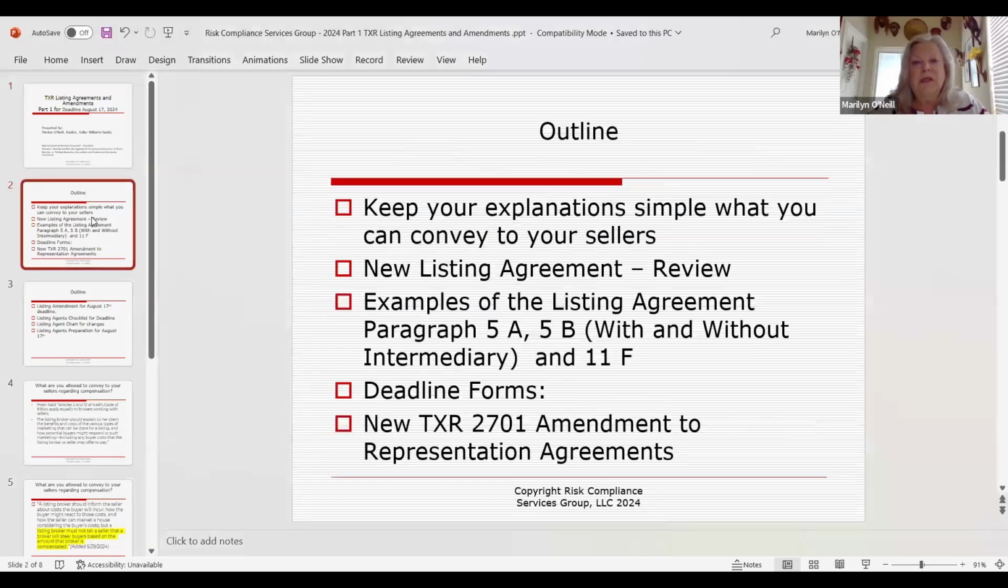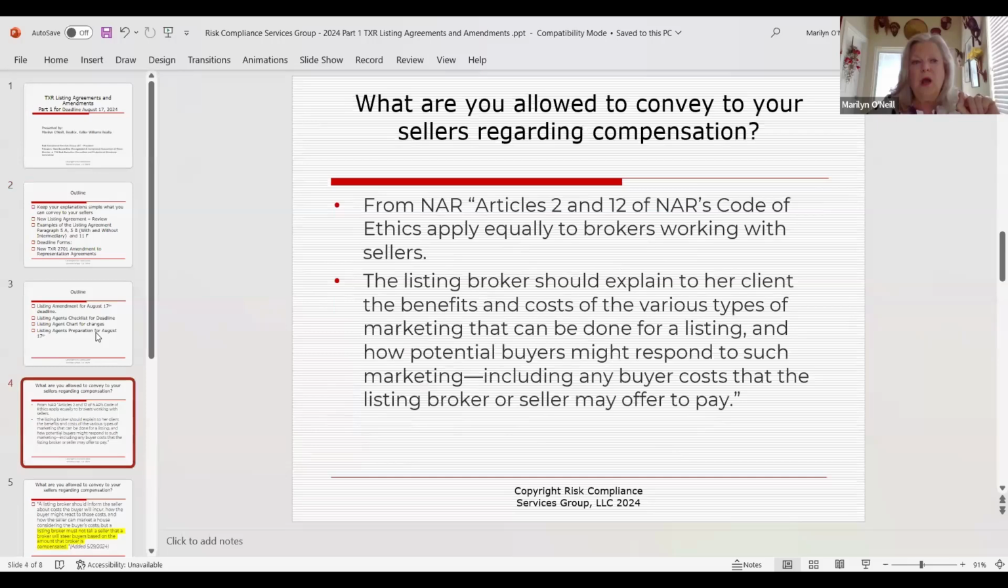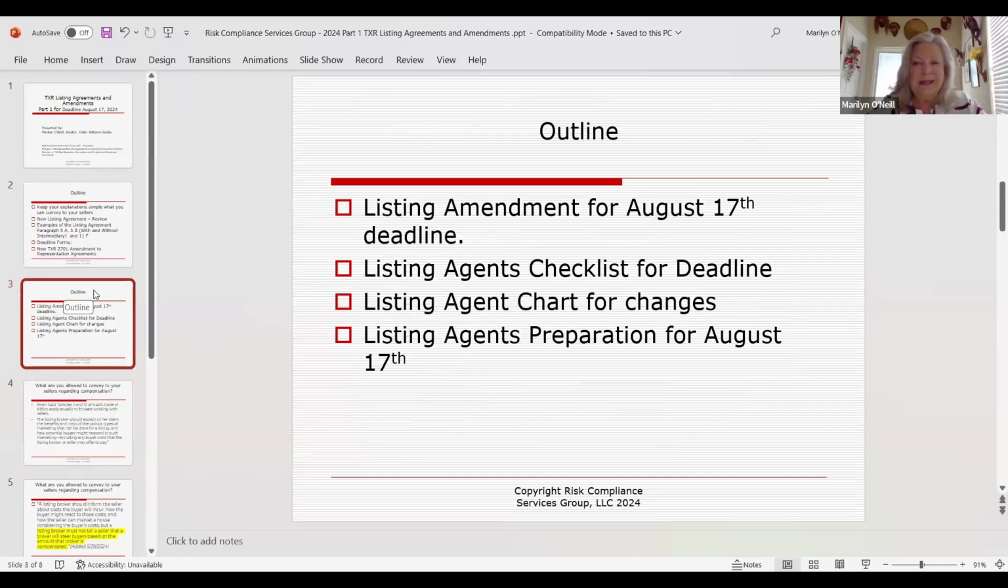But what we're going to do is talk about keeping your explanations to your sellers pretty simple. We're going to review the listing agreement in the 3 critical paragraphs where something new has been added. And then I'm going to give you examples of how you might complete each one of them. Then we're going to get to the new amendment that Texas Realtors created. They didn't put it out the same day on 6/24, but it answers all of NAR's requirements on the settlement. We're going to talk about the listing amendment, when you might have to use it. I'm going to show you a checklist and a little chart. And then we're going to talk about the listing agent's preparation for August 17th.